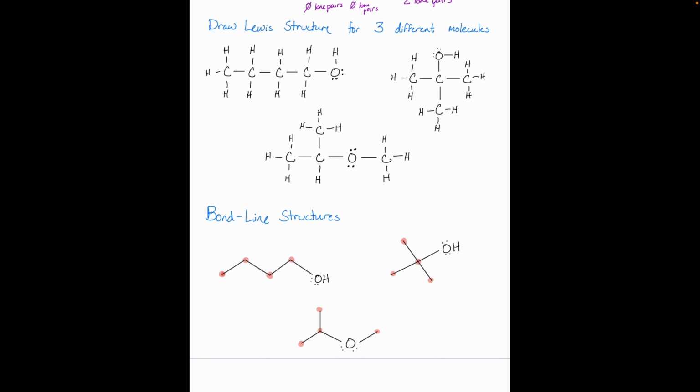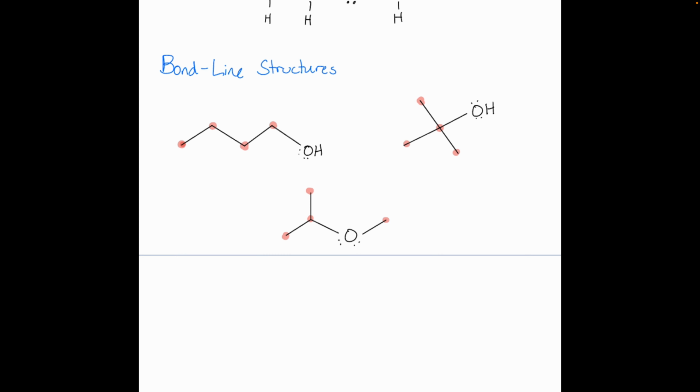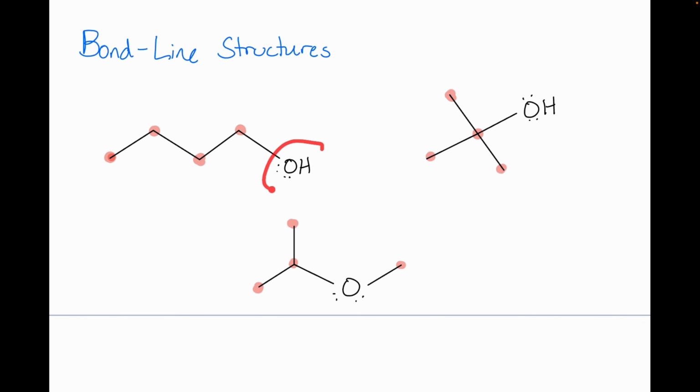All right, we can also note that for our bond line structure, our carbons are at those endpoints and intersections. Our hydrogens are also implied. They complete the octet of our carbon, but these heteroatoms and their hydrogens we had to explicitly represent in our bond line structures. All right, and we have an example of a heteroatom with its hydrogen, as well as one that is instead in the middle of our carbon chain here.